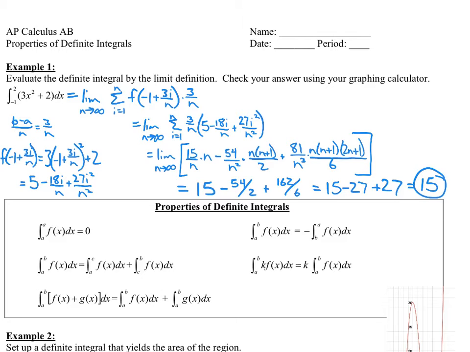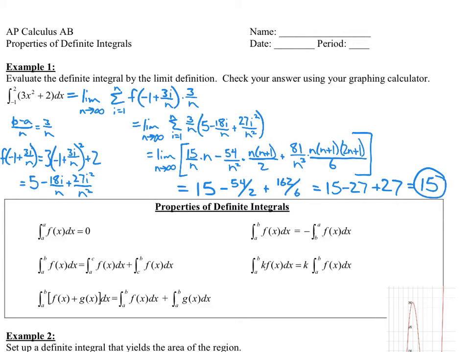Right, the rest of this was really just algebra. Let's step through. I figured out what f of this is. It's a 5 minus 18i over n plus 27i squared over n squared. I plug that in here for the f. And I need to distribute the 3 over n to that. Okay? Now I kind of did two steps at once here because we're getting a little more comfortable with this. I distributed the 3 over n, so I have a 15 over n, I have a minus 54i over n squared, and I have a plus 81i squared over n cubed.